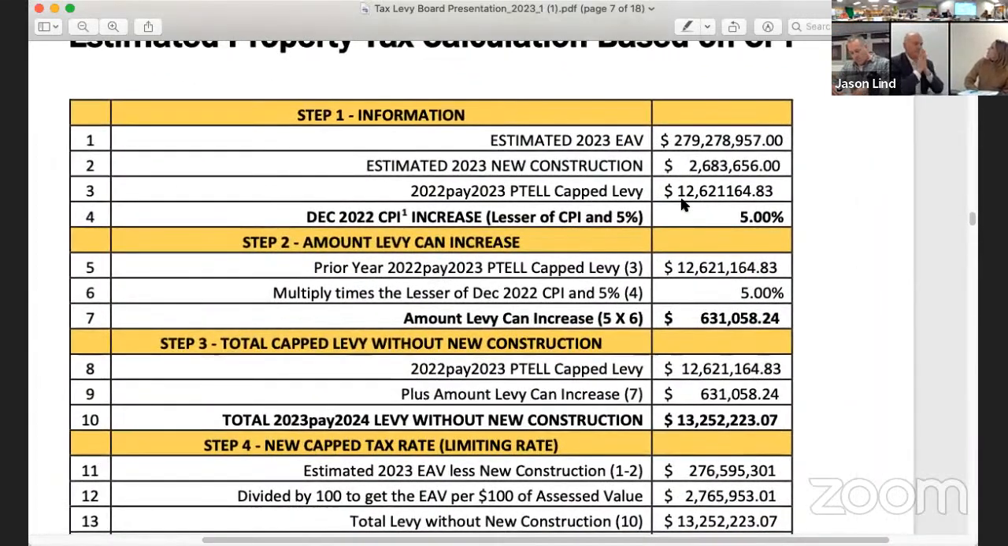The interesting thing about the levy is that it's a set equation. While this looks like a table, it's actually an equation. It takes the estimated equalized assessed value from the county. It looks at what the capped levy was last year, and we cannot increase it more than the lesser of CPI or 5%. So it applies this 5% cap. Then we walk into step 2, the amount the levy can increase. Again, we look at the prior year levy and tack on 5%, because the December 2022 CPI was over 5%. I think it was closer to 7% last December. So we're capped at that 5%. That gives us the amount the levy can increase, which is just over $630,000.